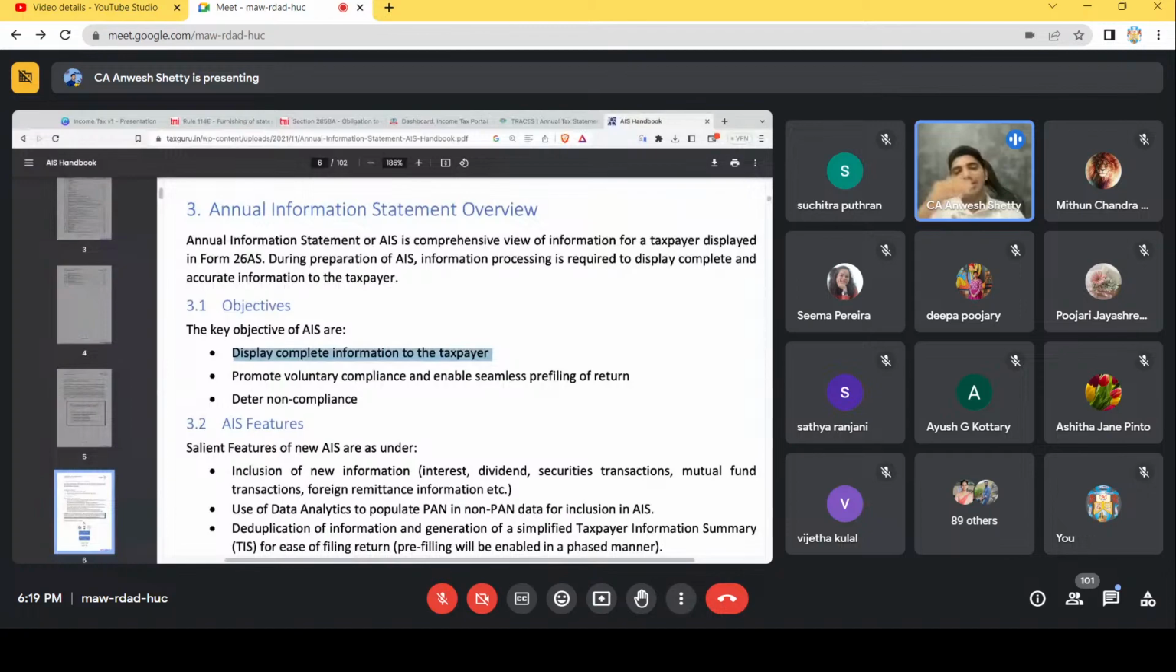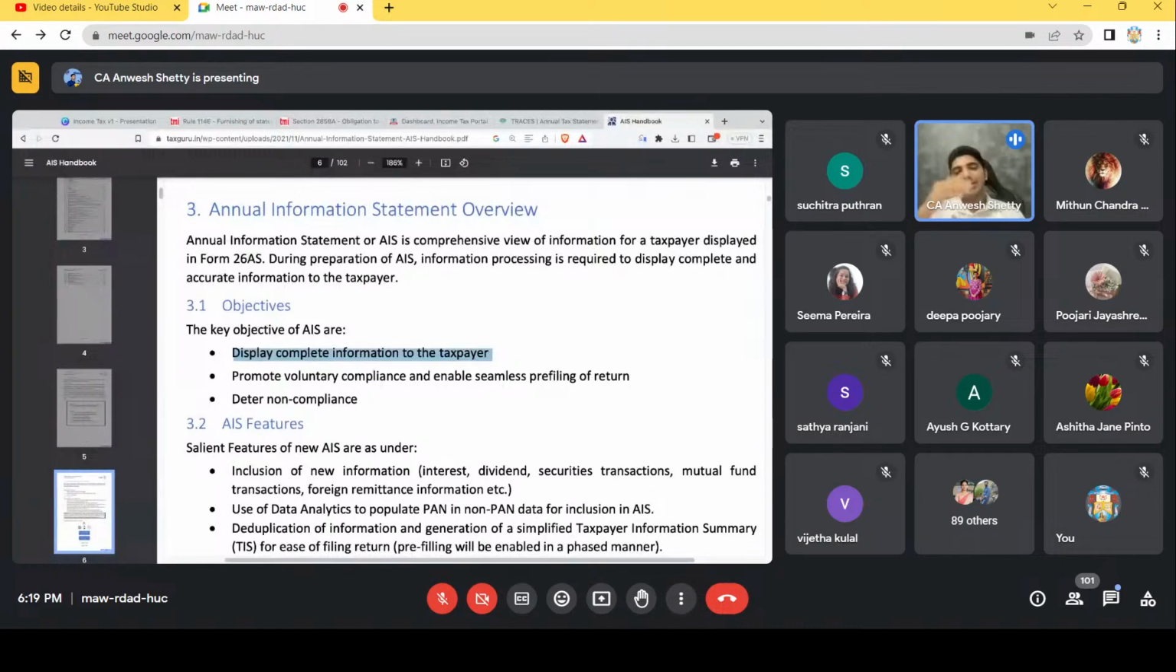But here, they are not allowing you to even file your return. Before you even file your return, they are telling you that not only your salary, we also know about all the other transactions. So a taxpayer would know what details about him are already with the income tax department. That is the first thing.